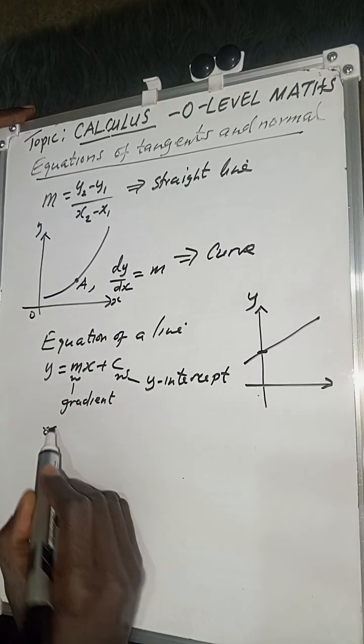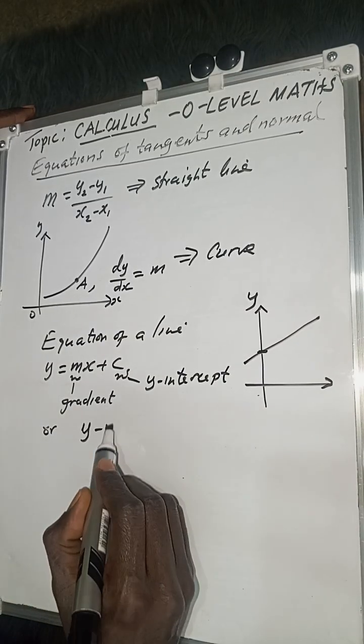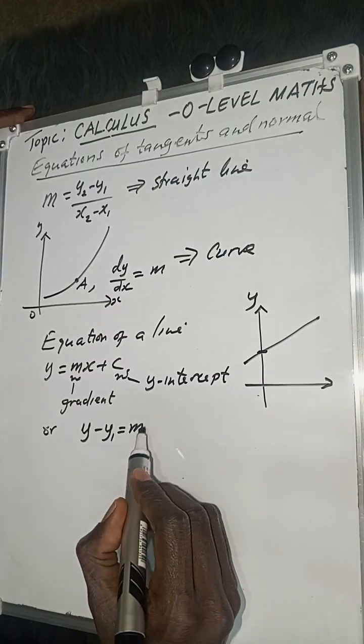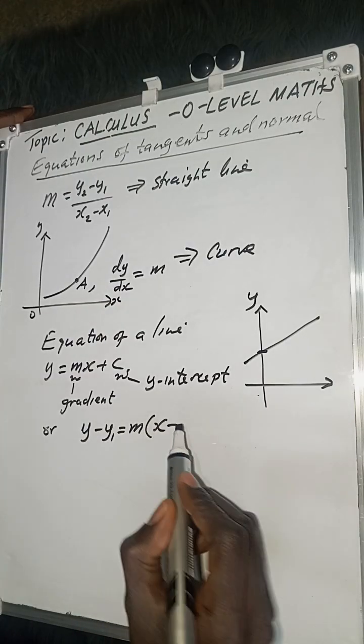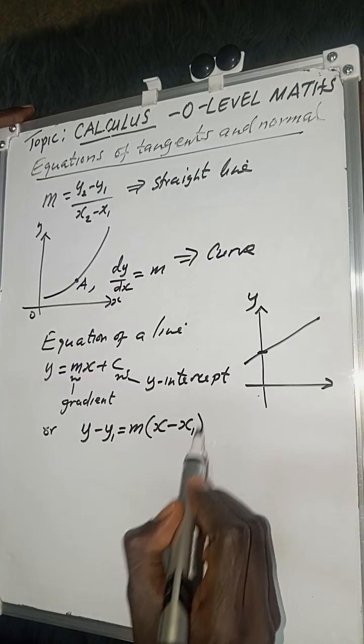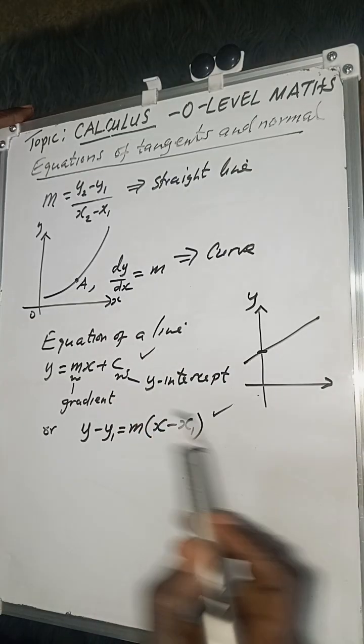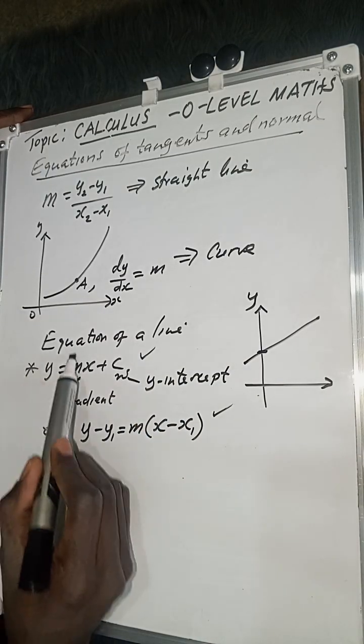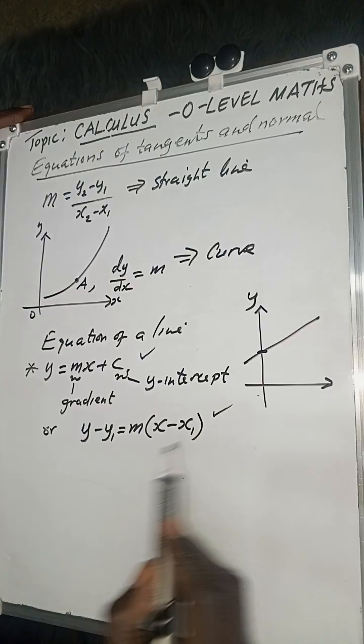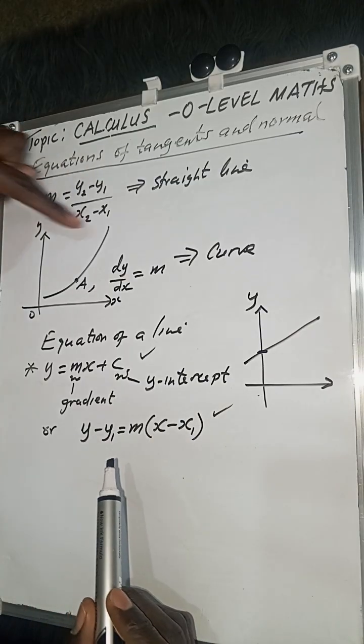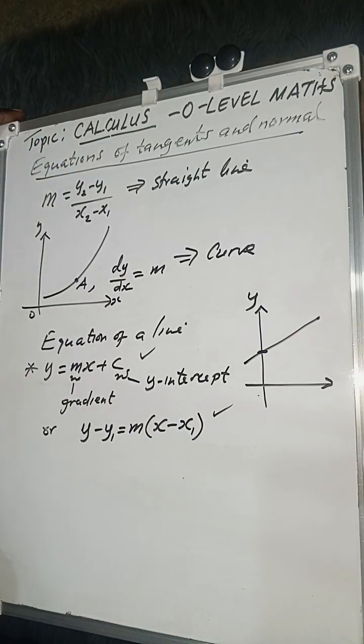Or you can simply say y minus y1 is equal to m multiplied by x minus x1. So you can use either this or that one, but in my discussion, I'll focus on using this one. Remember, this formula is actually coming from the formula for the gradient. You can just cross multiply.